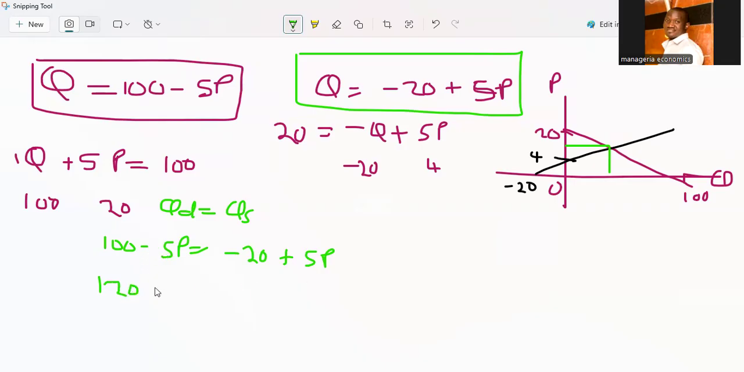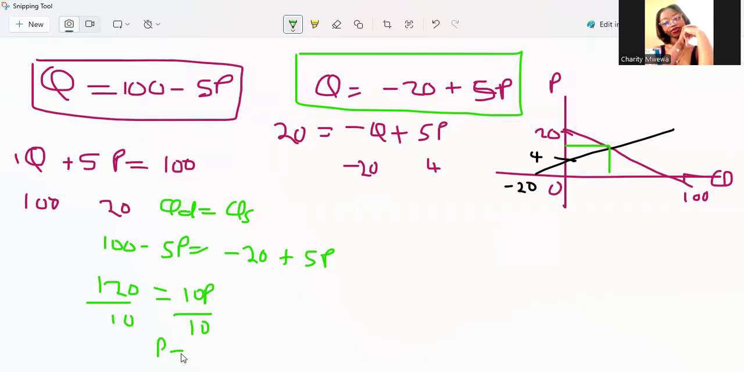This one goes aside, it will be 5p plus 5p. It is 10p. So we divide both sides by what? 10. What is our p going to be? P is going to be 12, right? We put our 12 here. All right, then to find our Q, we can put our P in any of these two. So when we put our 12 here, 5 times 12, 60. 60 minus 20 is 40. So this will be at 40.